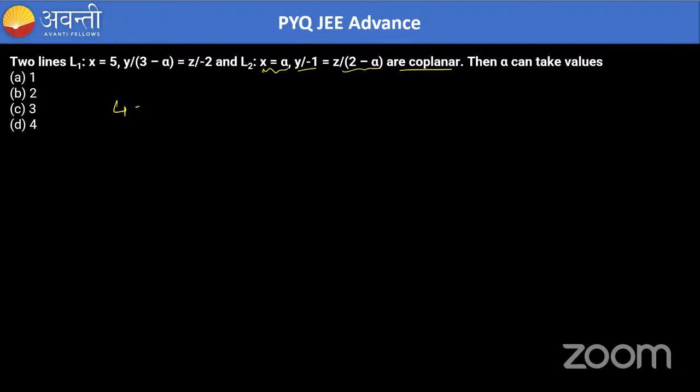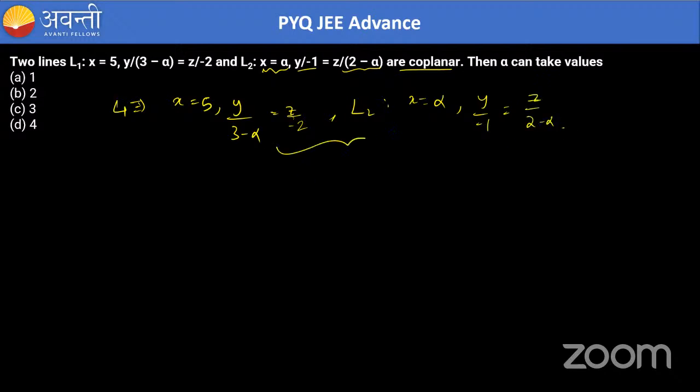Since L1 is given by x = 5, y/(3 - alpha) = z/(-2), right? And L2 is given by x = alpha, y/(-1) = z/(2 - alpha). So these two lines are coplanar, right?